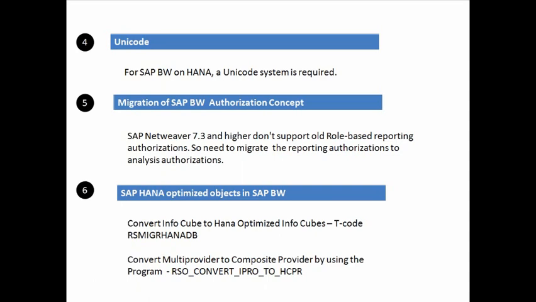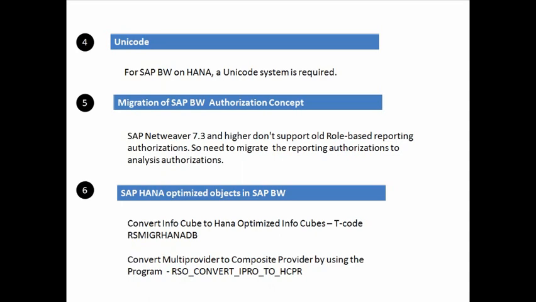Once you have your BW running on HANA, you can convert the cubes to HANA optimized cubes. Say you have normal cubes; when you migrate to BW on HANA, do you convert your cubes to HANA optimized cubes? You can think about doing it. Let's say you already have existing MultiProviders and InfoSets, and by using this program RS1_CONVERT_IPRO_TO_HCPR, you can convert the existing InfoSets or MultiProviders to composite providers. You don't have to recreate them, without affecting your queries.